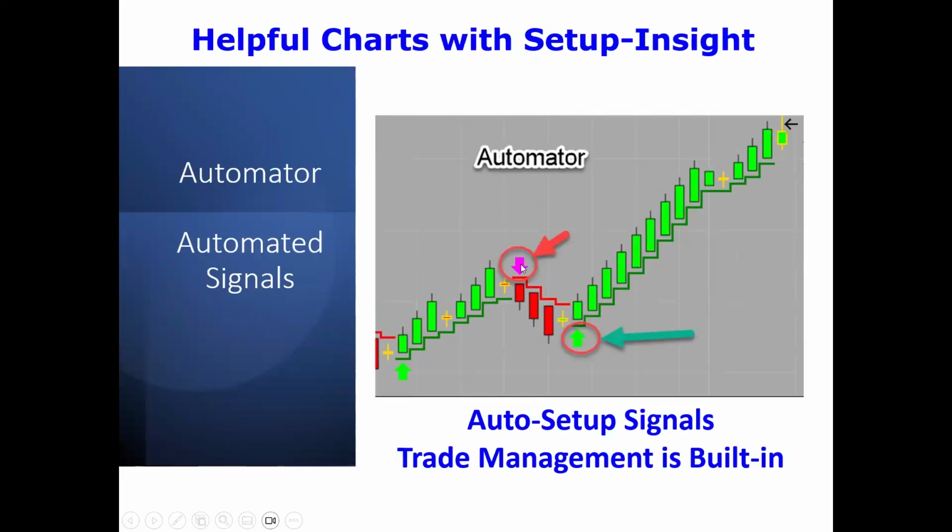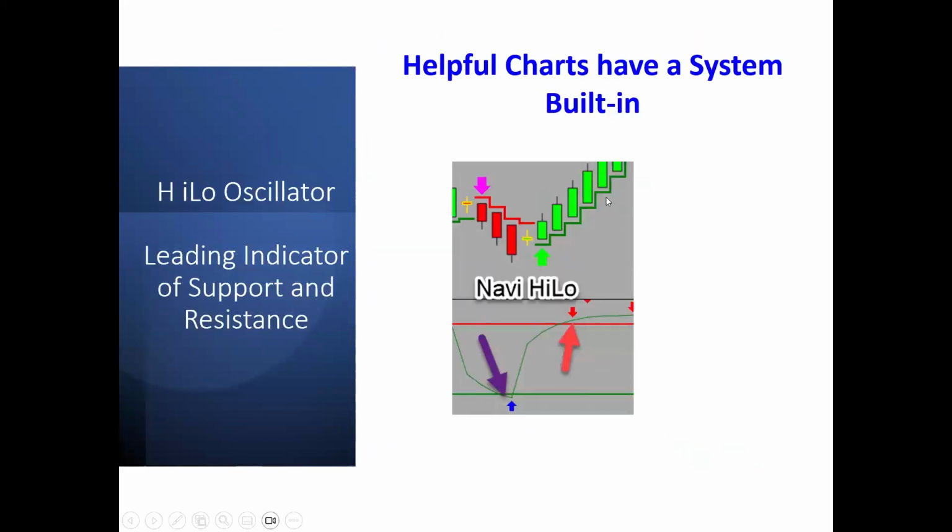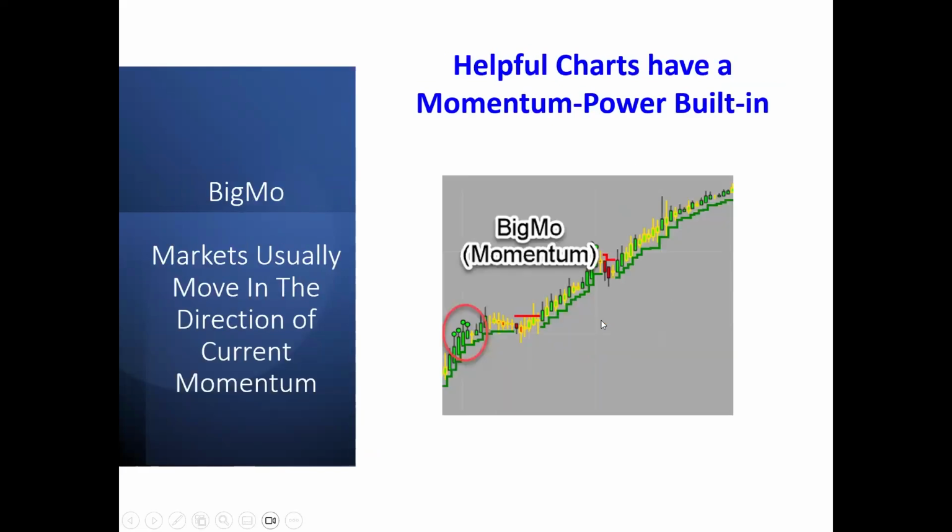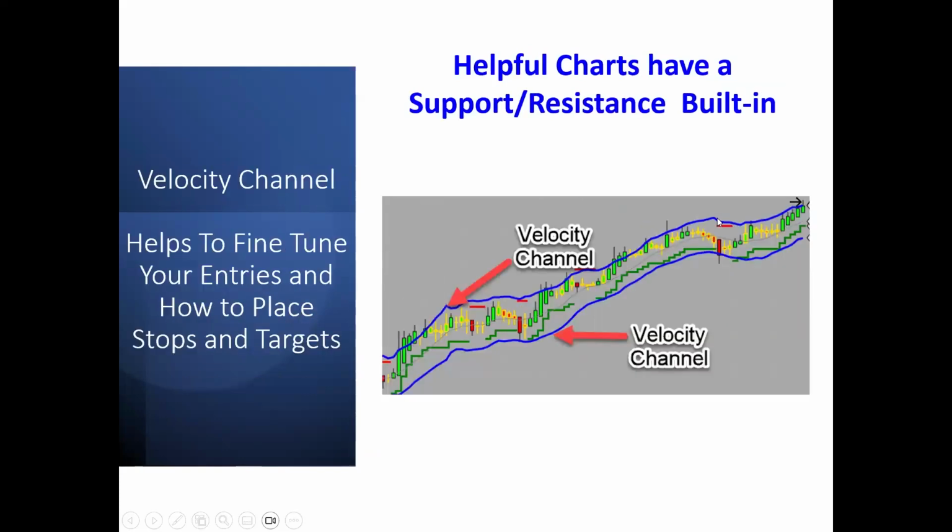All right, so the signals on the screen, you can see the magenta arrows are sell signals, the green arrows are buy signals. That's called the automator. And we also have our own proprietary oscillator. That's the Navi high-low indicator on the bottom of the screen. And you can see on this chart, we've got the Big Mo indicator. The Big Mo indicators are green dots, indicate upward momentum. Usually markets will trade in the direction of momentum. So you can see here we had the green dots and the market continued to go higher.